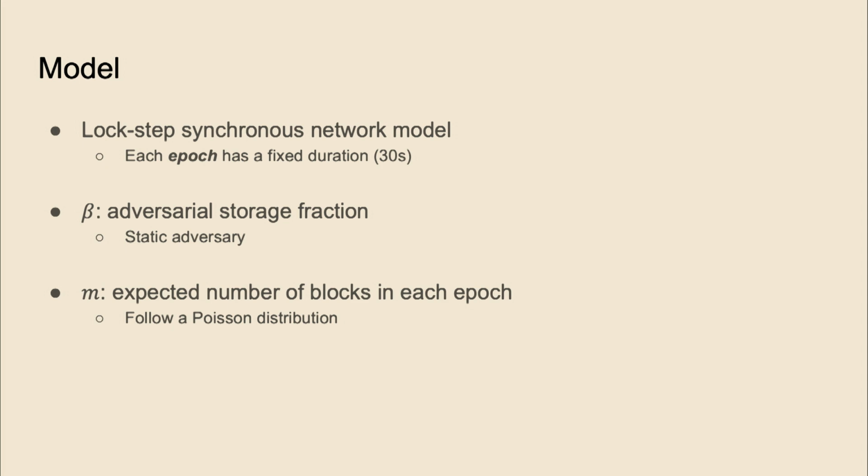And another parameter in expected consensus is M, which is the expected number of blocks in each epoch. Currently, M is set to be 5 in Filecoin. And in Filecoin's EC, the actual number of blocks mined in each epoch follows a Poisson distribution. So here, beta and M, these two parameters are all we need to do this analysis.